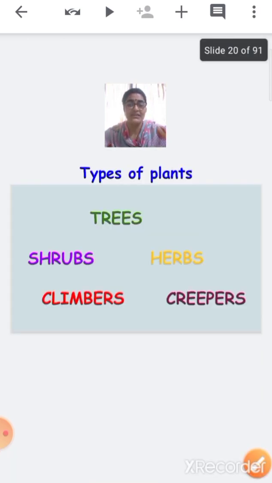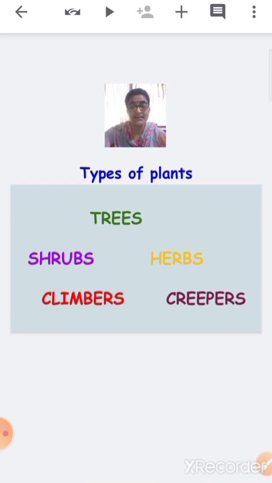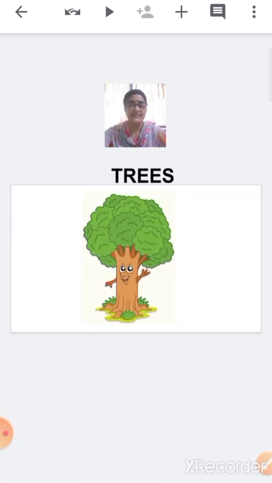Now, children, you all know there are so many different types of plants. Yes, trees, shrubs, herbs, climbers and creepers. These are the different types of plants. Now, let's see them one by one. Trees. Children, trees are very tall, thick and strong.